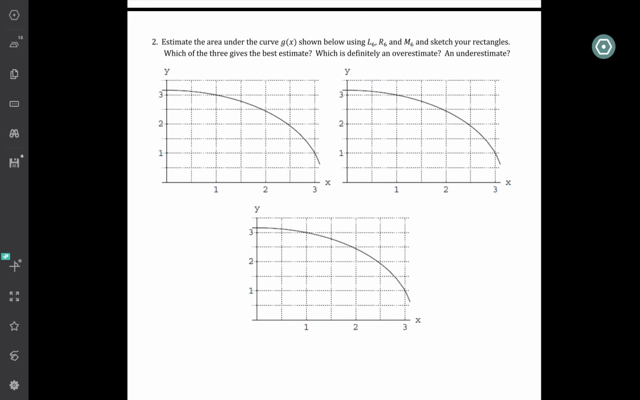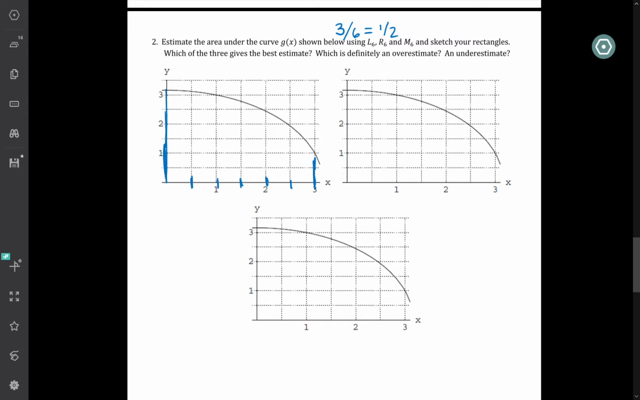Okay, so we're going from 0 to 3. And we want to use 6 rectangles for each of these. So the width of our rectangle is going to be 1/2. So this is kind of a convenient grid. We're going to have lots of little rectangles to figure out.